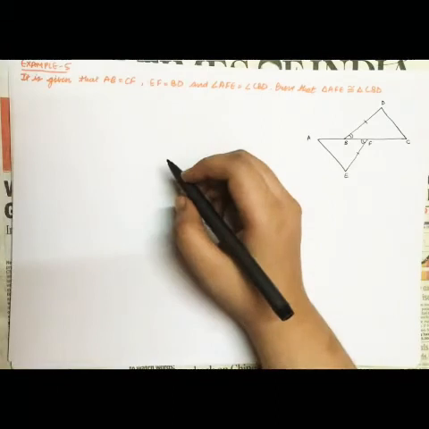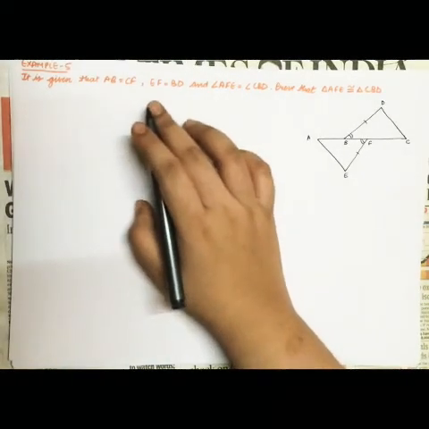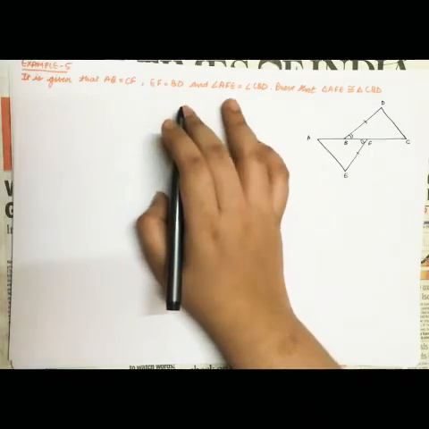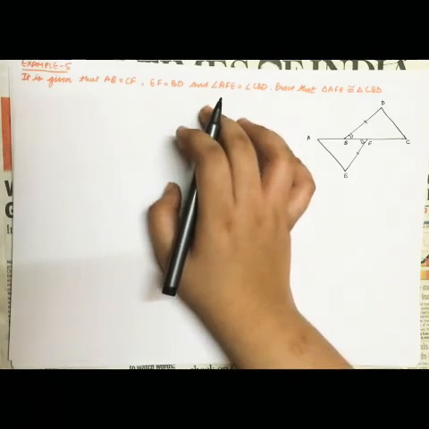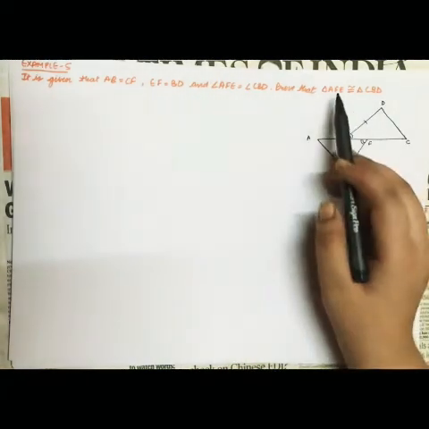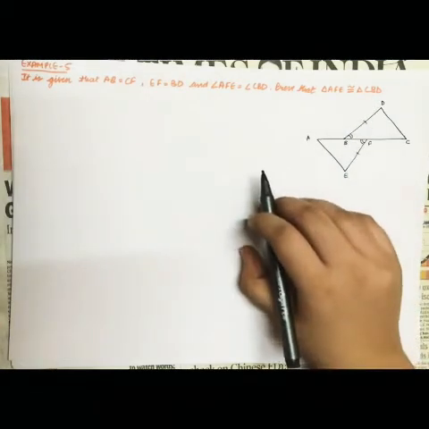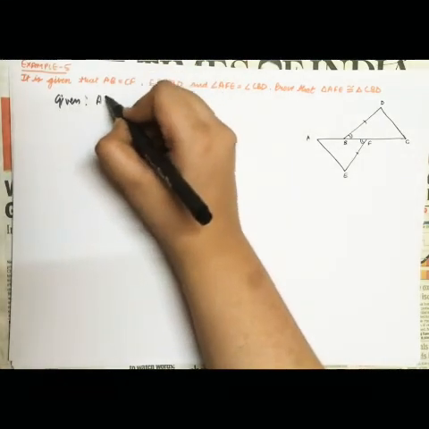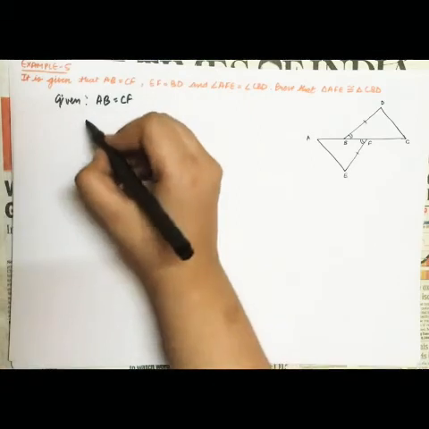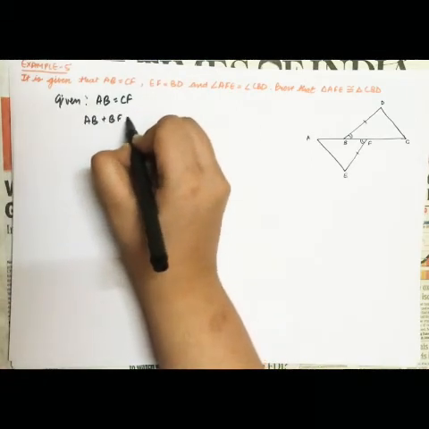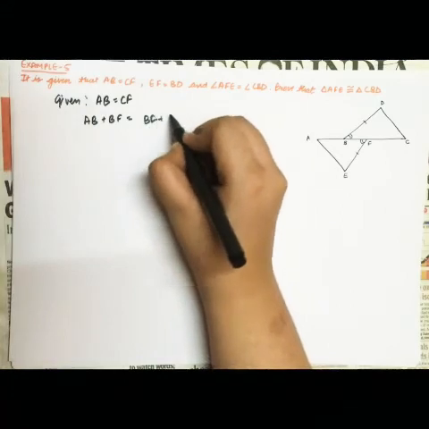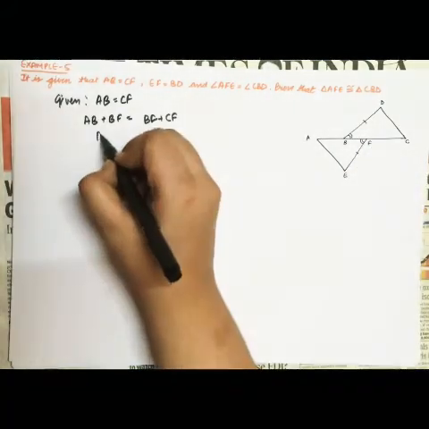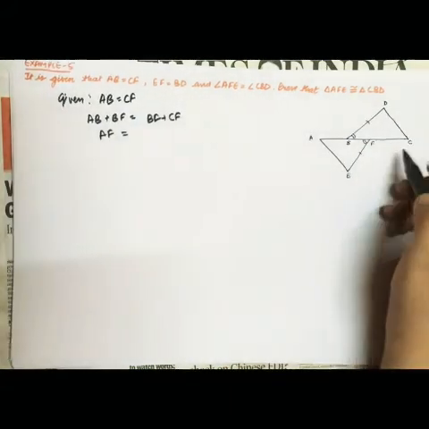Now example number 5. It says that it is given that AB is equal to CF and EF is equal to BD and angle AFE is equal to angle CBD. We have to prove that triangle AFE is congruent to triangle CBD. So here it is given that AB is equal to CF. Therefore AB plus BF is equal to BF plus CF. Now adding BF on both sides, we will get AB plus BF is equal to AF and BF plus CF is equal to BC.